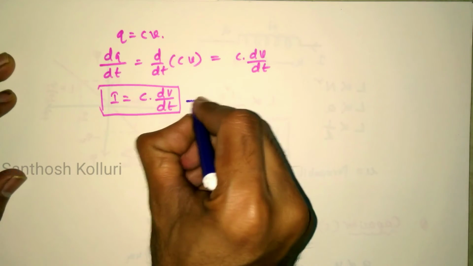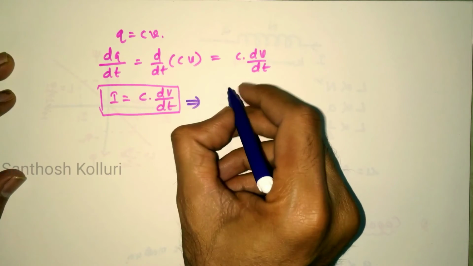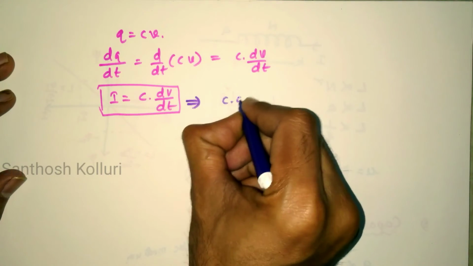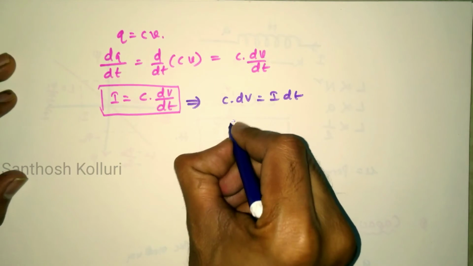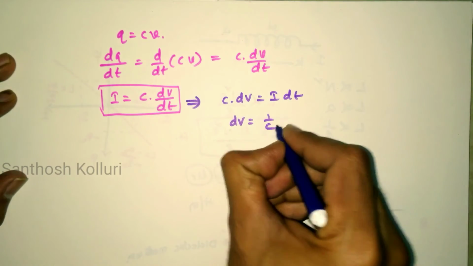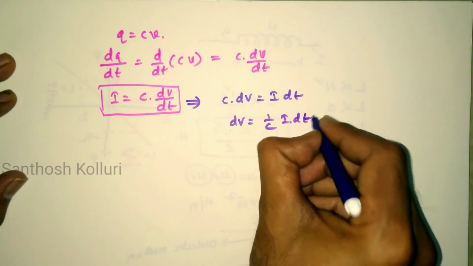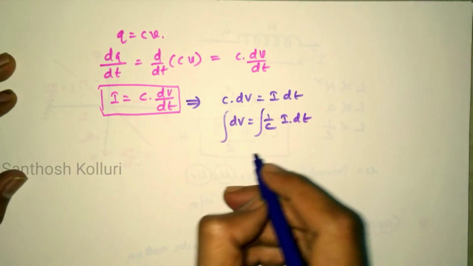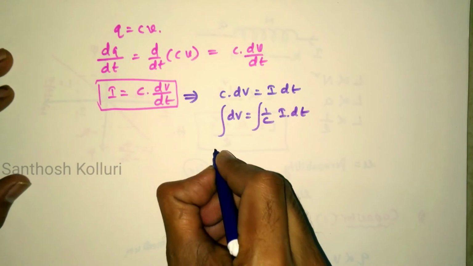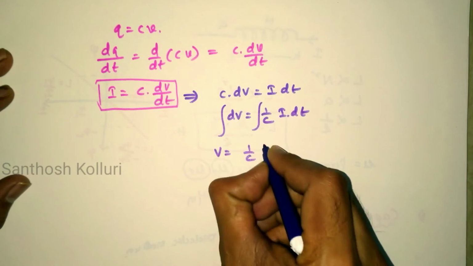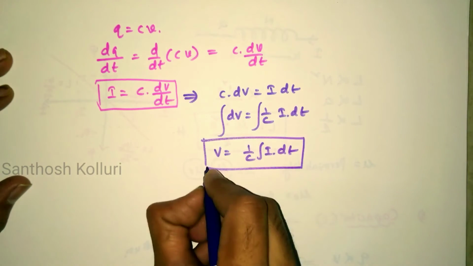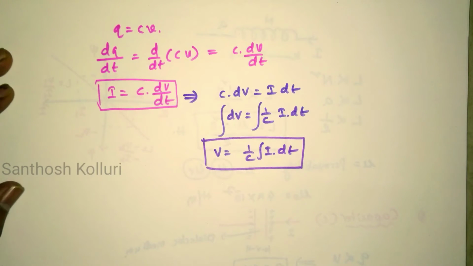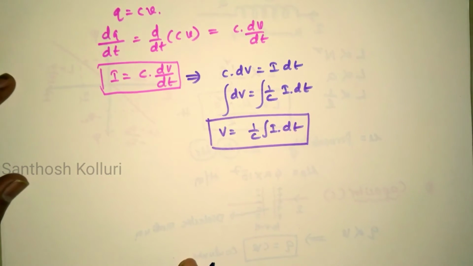From this we can derive the voltage. C into dV is equal to I dt, so dV is equal to 1 by C into I dt. If I apply integration on both sides, V is equal to 1 by C into the integration of I dt. This is the voltage across the capacitor.